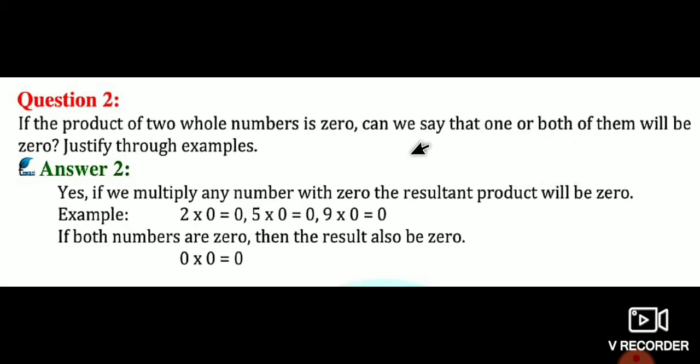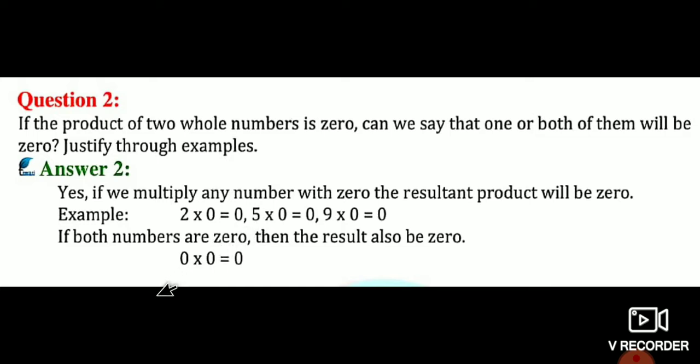Therefore the first statement becomes true. That is, if the product of two whole numbers is 0, then one of them will be 0. That is, 2 into 0 is equal to 0. Here one number is 0, and the resultant product is 0.